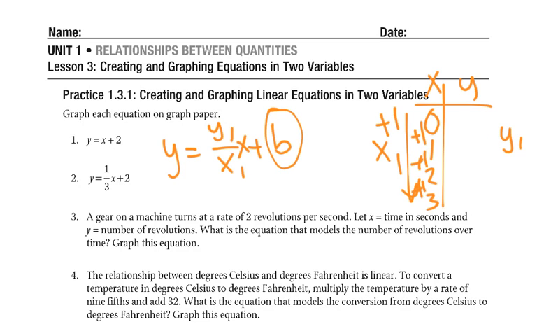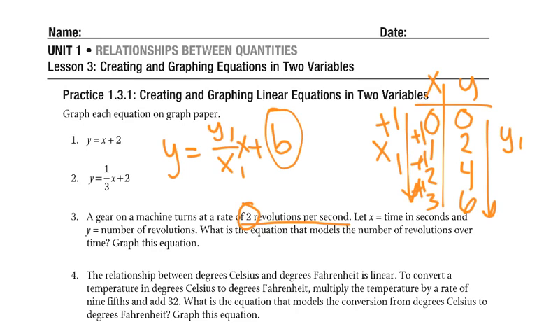Okay, so let's look at 3. A gear on a machine turns at a rate of 2 revolutions per second. Let x be time in seconds, so 0, 1, 2, 3, and y the number of revolutions. What is the equation that models the number of revolutions over time? Graph that equation. So, before we start moving it, that would be 0. Then it's moving 2 revolutions every second. So when we go to 1 second, we'd be at 2. Then at 2 seconds, we would have done 4. At 3 seconds, we would have done 6.